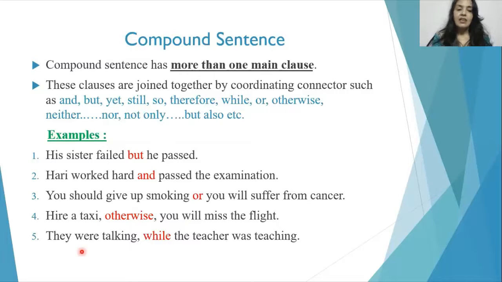They were talking while the teacher was teaching. Okay? And the teacher, subject, two subjects, talking and teaching, two verbs. So two subjects, two verbs are here, and we can see both sentences have been joined by the connector "while." So through all these five sentences we observed there are two sentences. It means in each and every sentence two subjects, two verbs are there, and we have joined them through these coordinating conjunctions, or you can say coordinating connectors, and it became a compound sentence. And we should avoid the repetition of subjects.